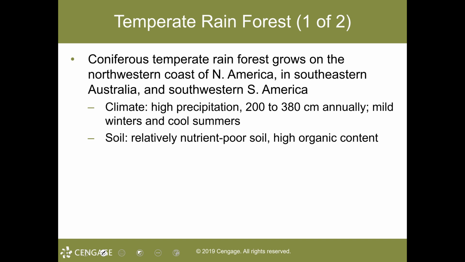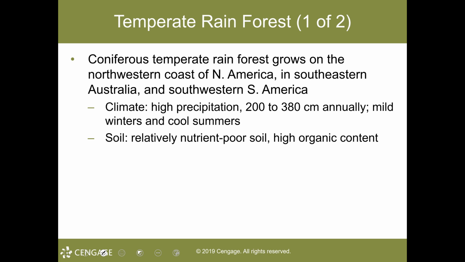So the coniferous temperate rainforest grows on the northwestern coast of North America. Similar vegetation exists in southeastern Australia and in southwestern South America. The annual precipitation of this biome is high, as high as 150 inches. The condensation of water from dense coastal fog augments the annual precipitation. The proximity of the temperate rainforest to the coastline moderates the temperature so that the seasonal fluctuation is narrow. Winters here are mild and the summers are cool.